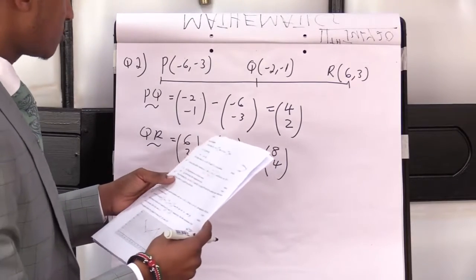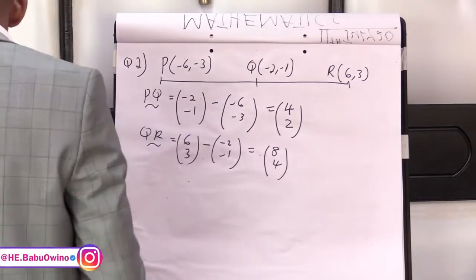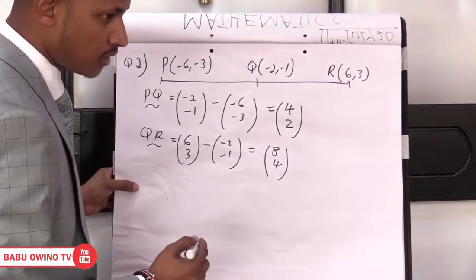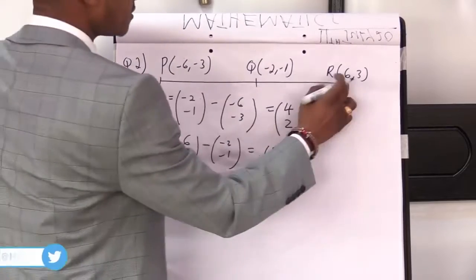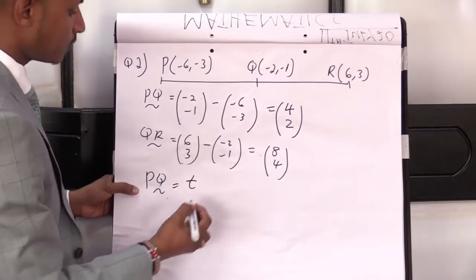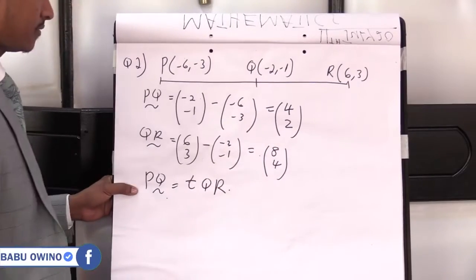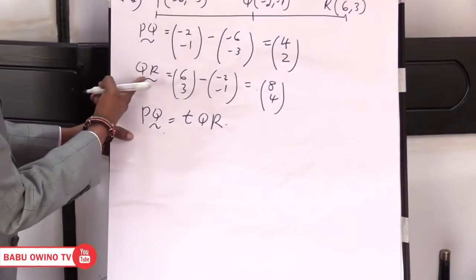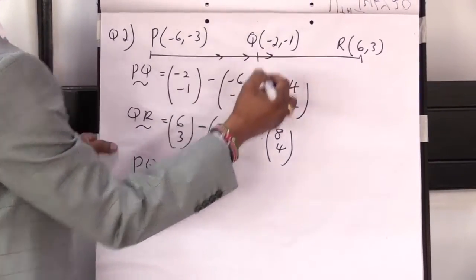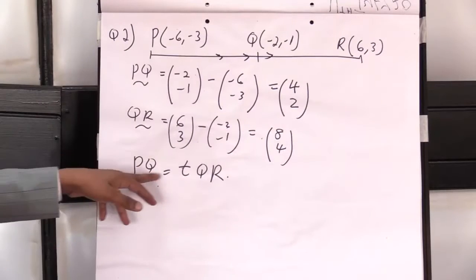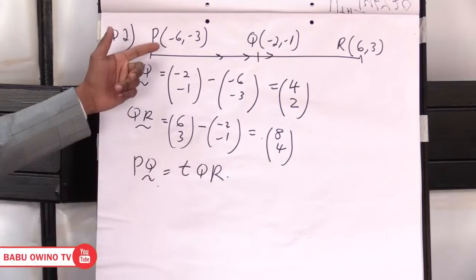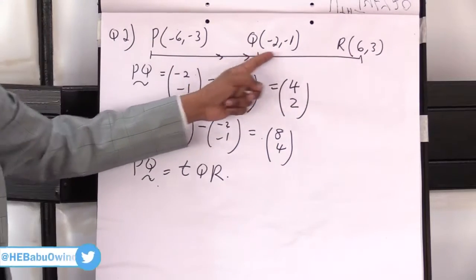So you are told, hence show that P, Q, and R are collinear. We said for points to be collinear means they lie on the same line. For them to lie on the same line, you say PQ is a scalar multiple of QR. You show that they are parallel first, because lines, if they are moving in the same direction, are parallel. For them to be parallel, it must satisfy this condition, where PQ is a scalar multiple of QR, or PR is a scalar multiple of QR.